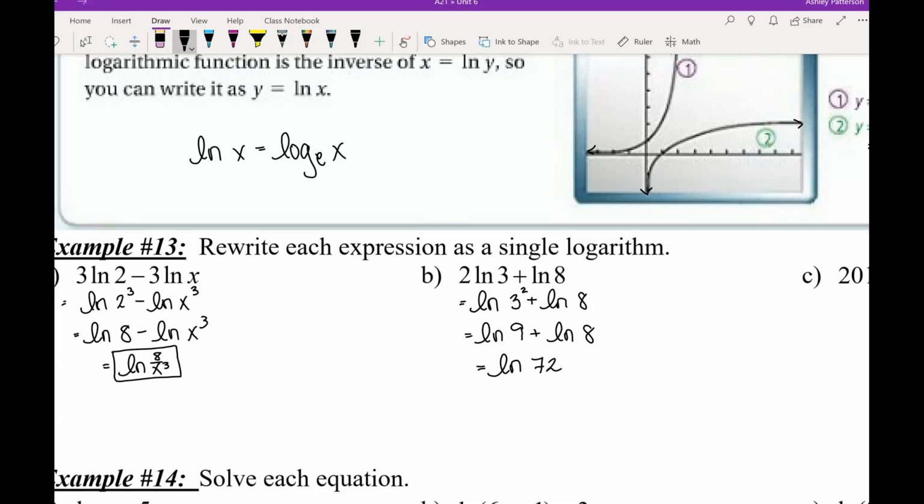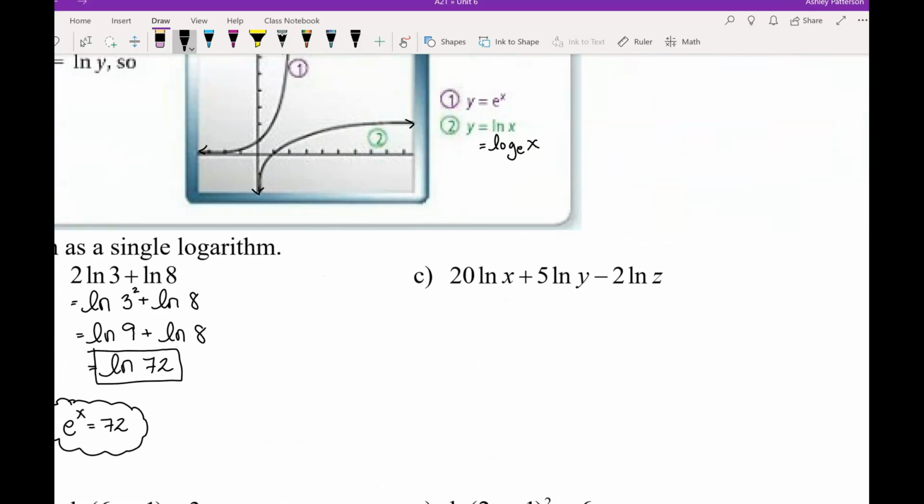Now, if we could evaluate, remember, evaluating a logarithmic expression, we're finding the exponent. So our base is e. e to what power is 72? That's what we would be looking for. Without a calculator, I don't know. So I'm not evaluating this. I'm going to leave it as the natural log of 72.